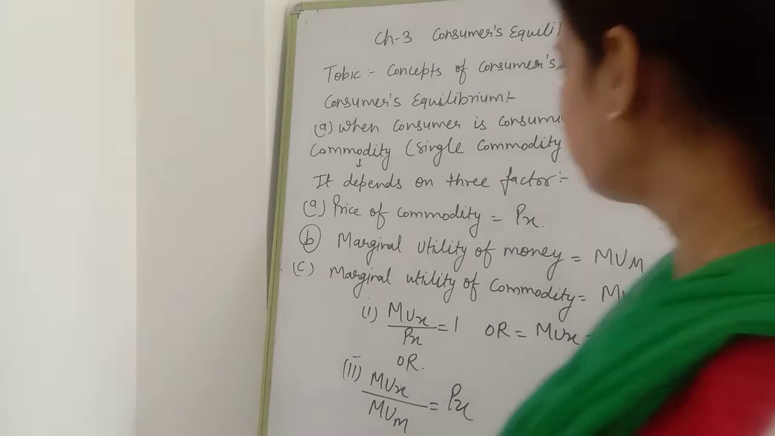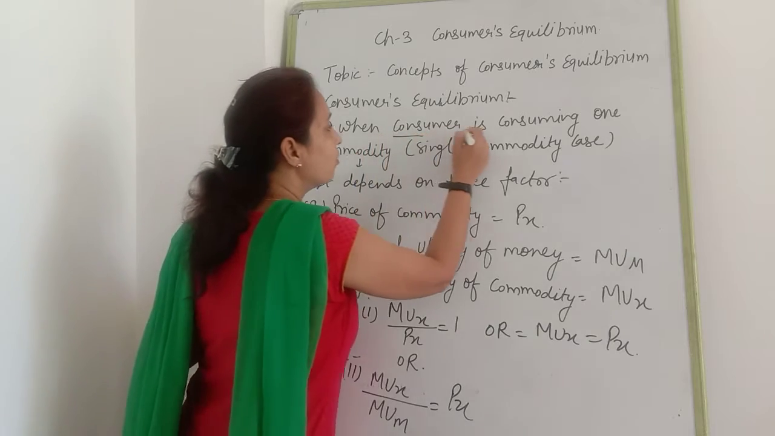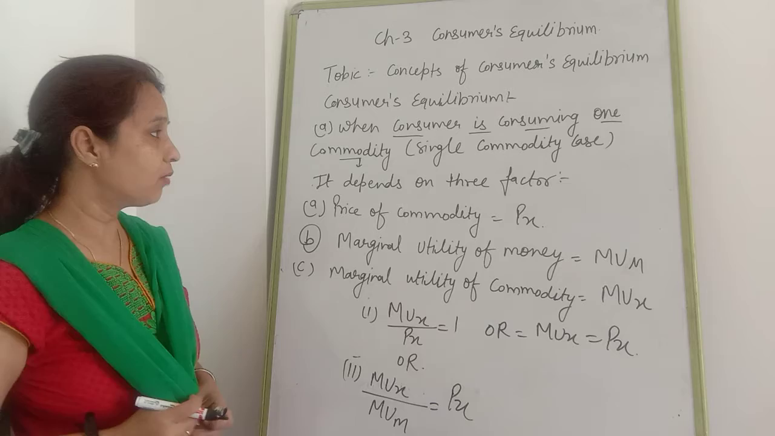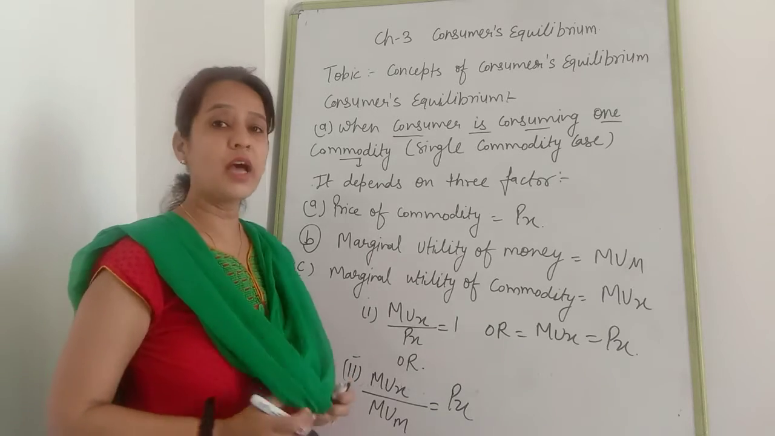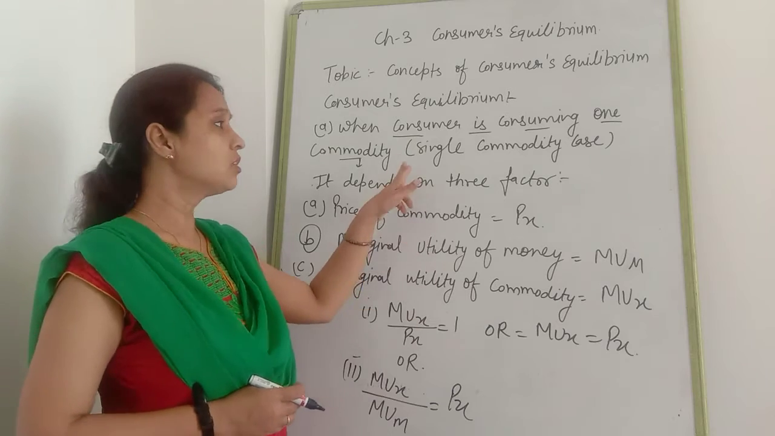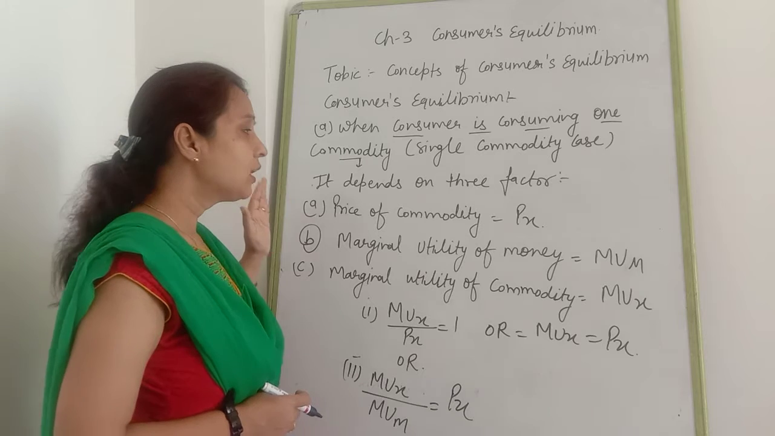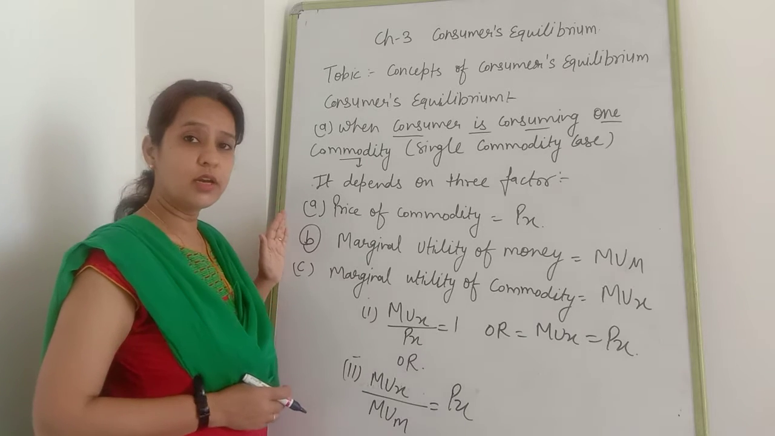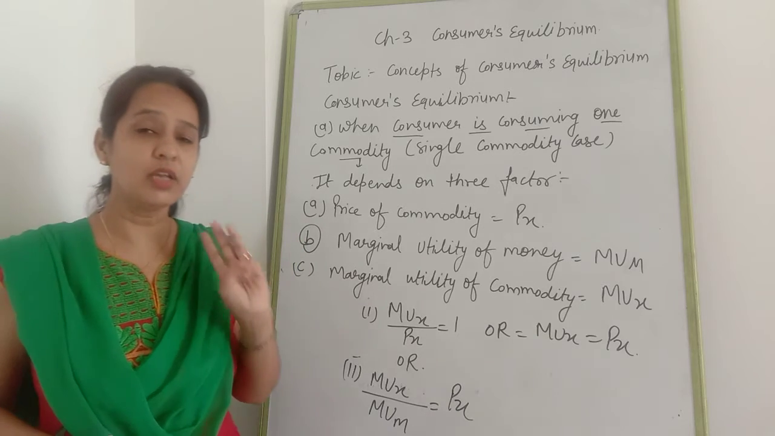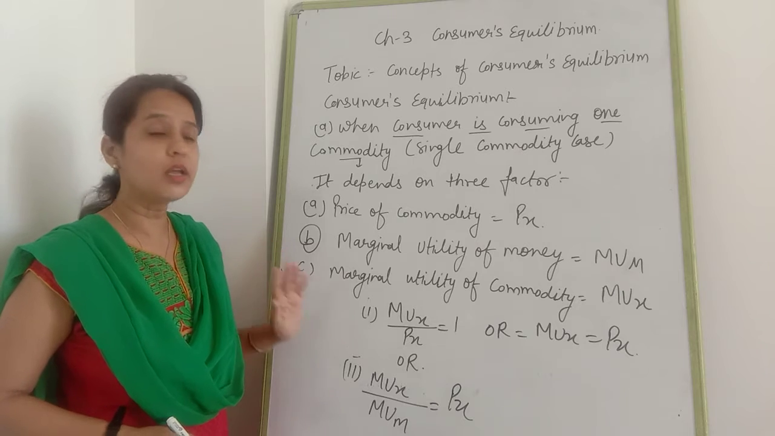First, we are going to discuss when a consumer is consuming only one commodity. How many commodities is he going to consume? Only one commodity. That is also known as a single commodity case. If a consumer is consuming only a single commodity, then three factors depend on it while calculating consumer equilibrium. Three factors are very important for considering how to calculate consumer equilibrium.